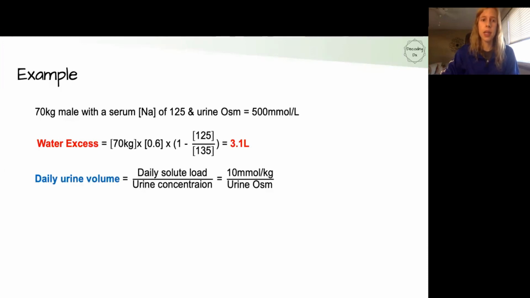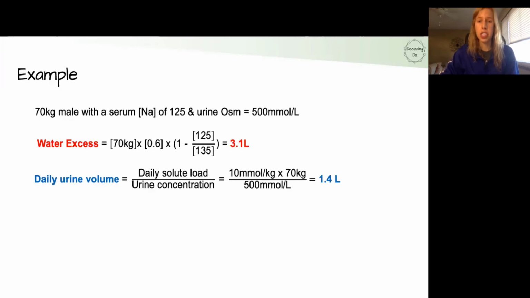Next up is the daily urine volume equation. So in this situation, we have the daily solute load of 10 millimoles per kg times a 70 kilo male. And then our urine concentration is what we measured on his actual urine, which was 500 millimoles per liter. That'll give us a daily urine volume of 1.4 liters with the amount of ADH that his body is excreting and using.